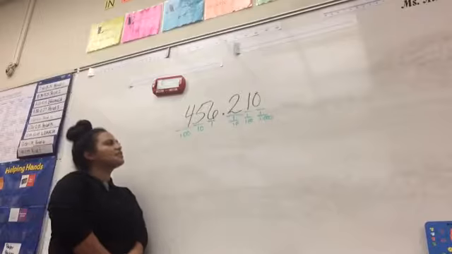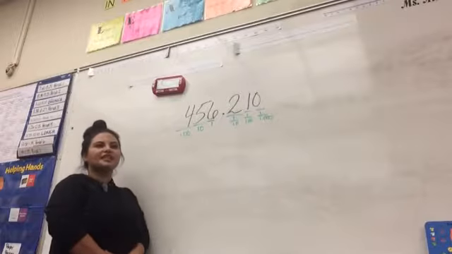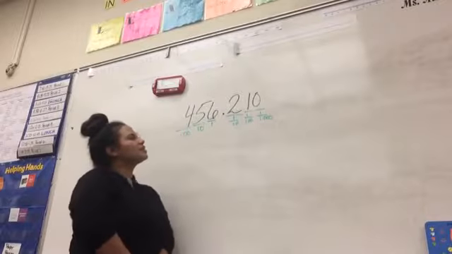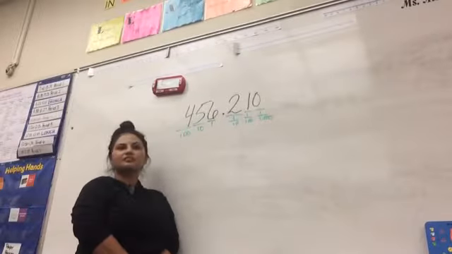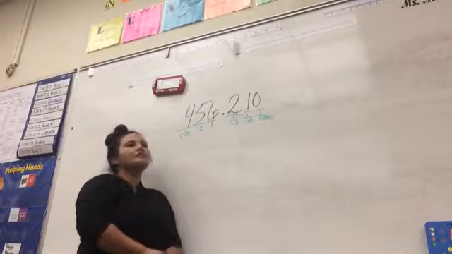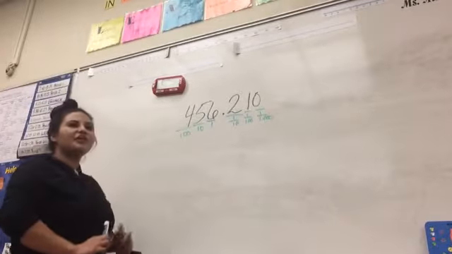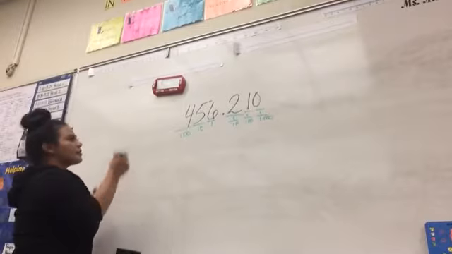If I ask you, once again, the 0, what place is it in? In the thousands. Good. What about the 2? Tens. Good. And the 1? Hundreds. Good. Okay, so that was place value. Now we're talking about expanded form.